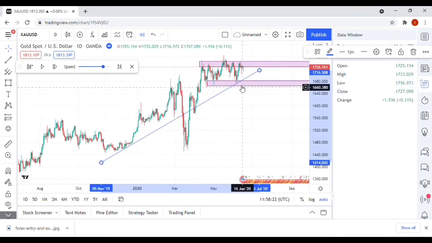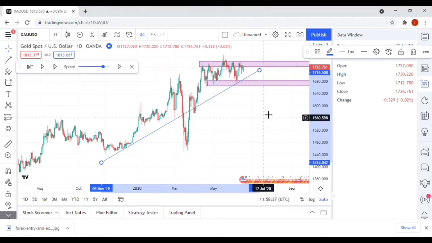Because it's been supporting here for quite some time, we actually expect it to shoot up. Now there's something like this. This is a consolidation that's happening here. So we don't know if price is going to continue to shoot up or move in the opposite direction. So the only thing we're waiting for is the break of these two levels. These are basically going to guide us on the direction of the market.